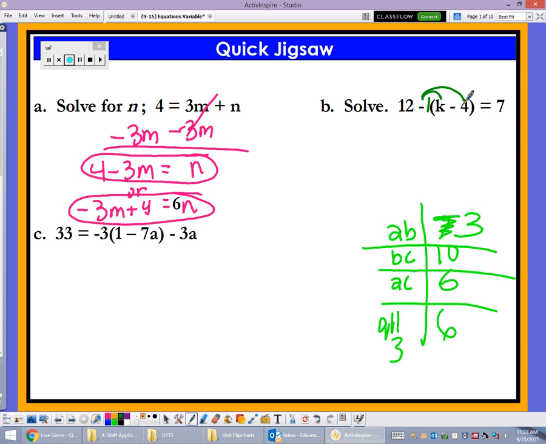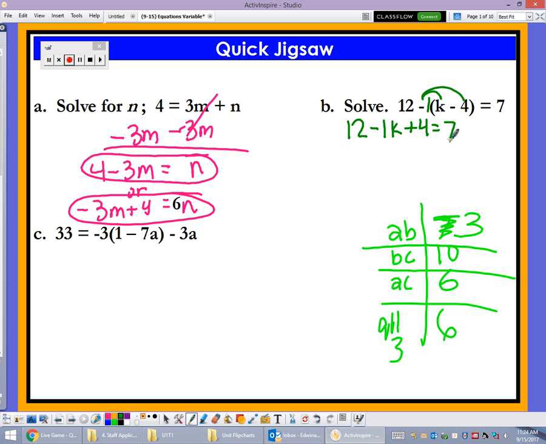Once I do that, Devin, walk me through what I should have. Even if you're not sure if you got it right, let's do it together. All right, so 12. What's negative 1 times k? All right, so I'm going to write minus 1k. And then what am I multiplying? Times negative 4. Very good. What's negative 1 times negative 4? So I write plus 4 equals 7.